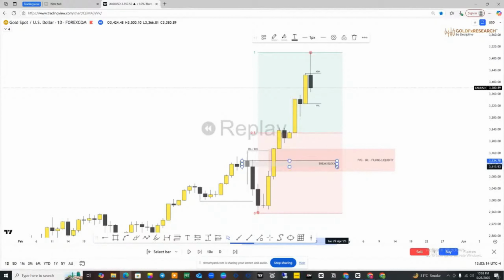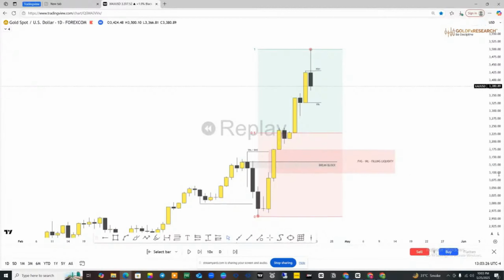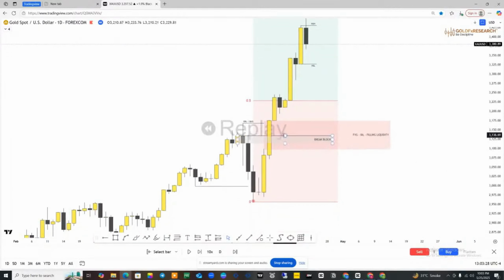I will also teach you this in the course. There will be a separate topic on this in the course as well. There will be an entire class, a detailed class on what the unicorn model is and how it works. All right. So this area here, this is our breaker block with the unicorn model.